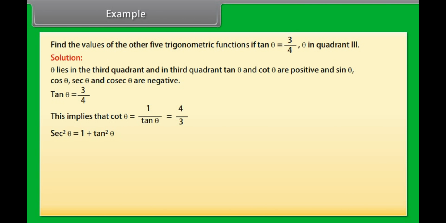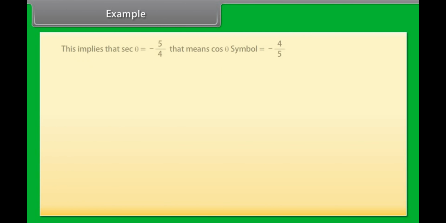Sec² θ = 1 + tan² θ = 1 + (3/4)² = 1 + 9/16 = 25/16. This implies that sec θ = −5/4. That means cos θ = −4/5.